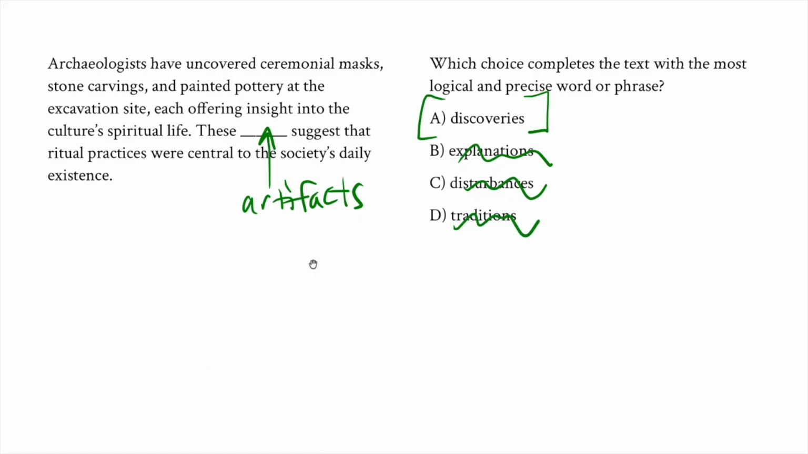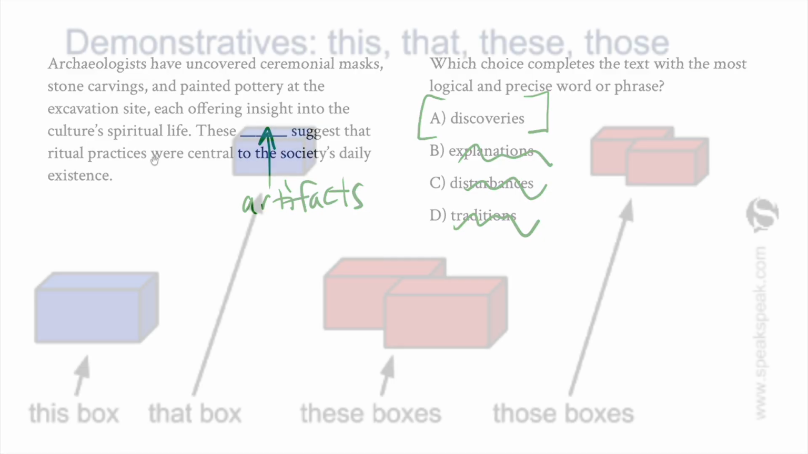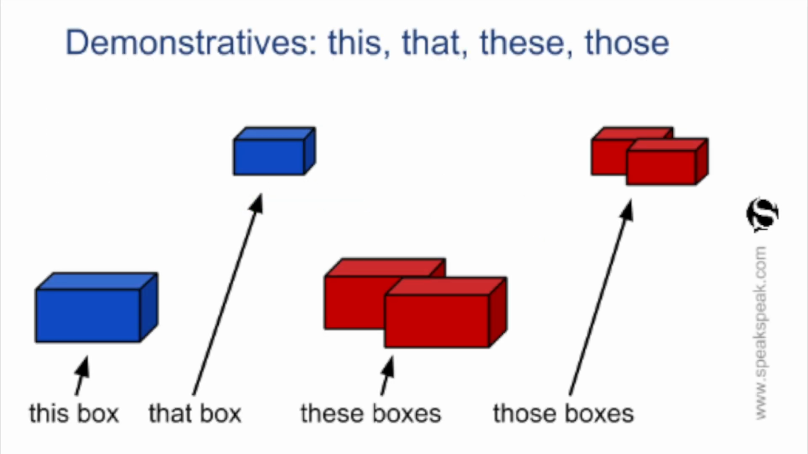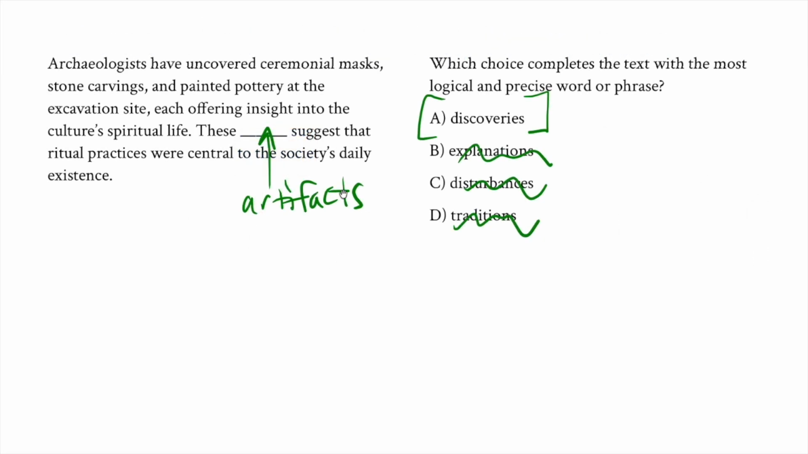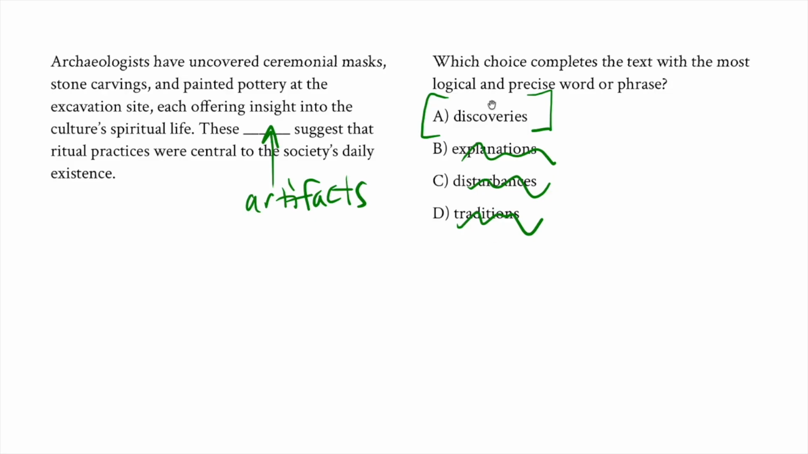So the word this and its relatives, these, those, and that, very important clues, not just on text structure and purpose questions, but also these words and context questions. So pay attention when you see these clues. They're going to lead you basically to the correct answer, provided that you have a decent grasp of the vocabulary words in the answer choices.